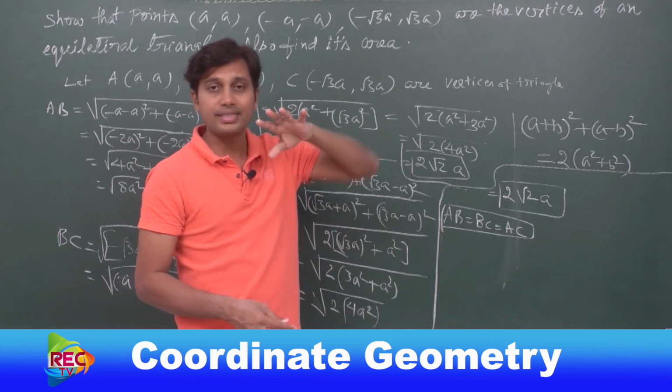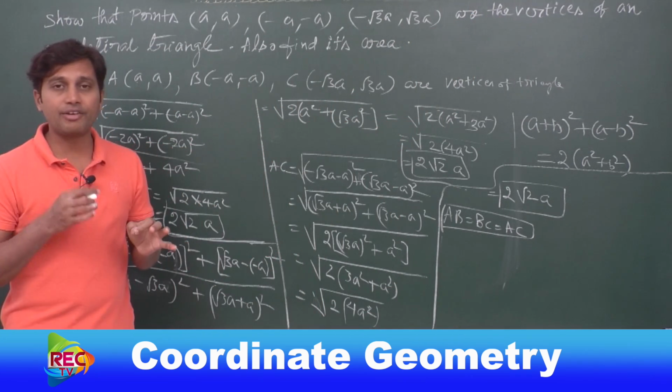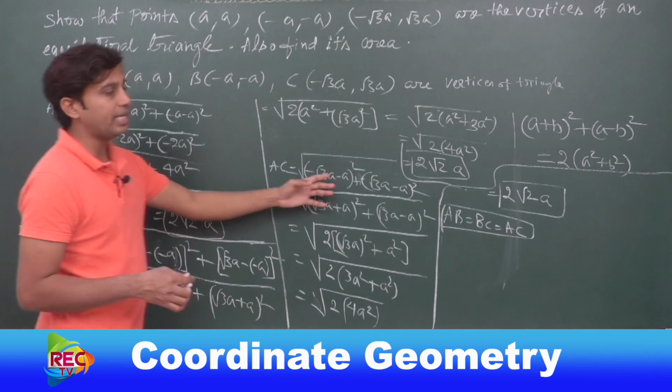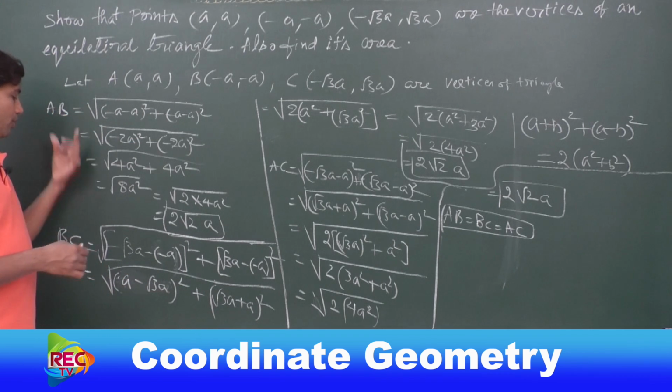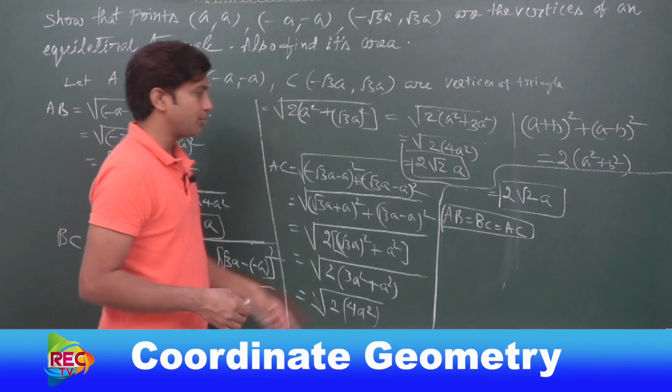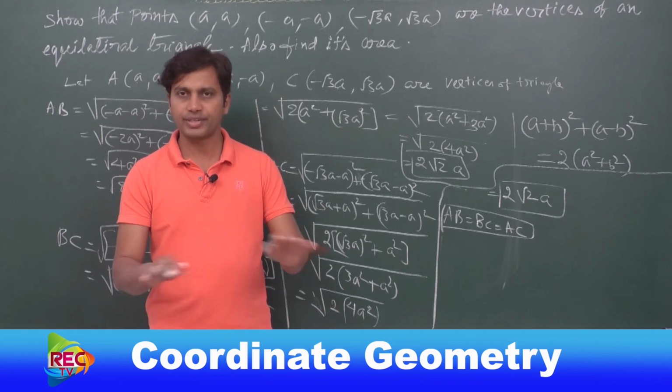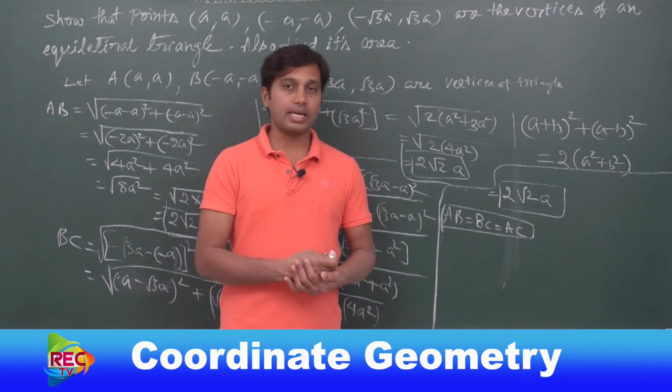So we need to show that these are the vertices of an equilateral triangle. So we have shown that all the lengths of the sides are equal. Understood? AB equal to BC equal to AC. So therefore all the lengths are equal, so it's an equilateral triangle. It is fixed. Now what is our next task?